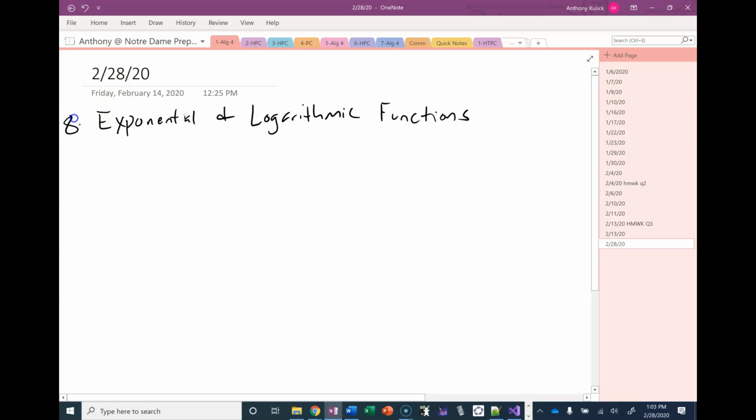So this is chapter 8. In this chapter, we're going to talk about exponential and logarithmic functions. The first half of this chapter is going to be concerned with exponential functions, and the second half of the chapter will be concerned with the logarithmic functions. Okay with that idea?